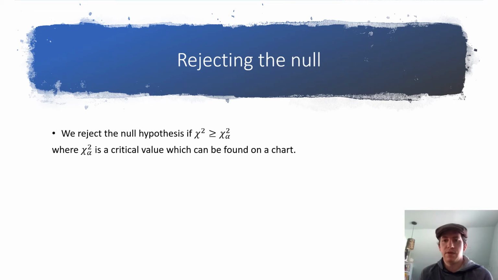Rejecting the null hypothesis is going to come down to basically checking something. We get a chi-square, and we're going to compare it to what's called chi-alpha squared, which is a critical value which we'll find on a chart. If the computed chi-square for our test is larger than or equal to the critical value on that chart, then we reject. If it's not, then we fail to reject. And that's it. This is a hypothesis test, and so we're checking whether or not our chi-square is bigger than or equal to our chi-alpha squared. So that's in a nutshell what we're going to end up doing.